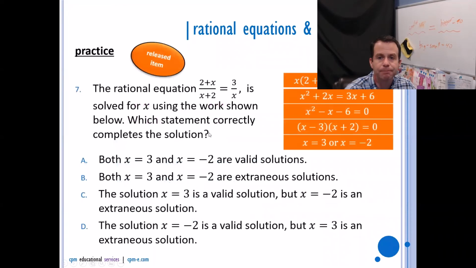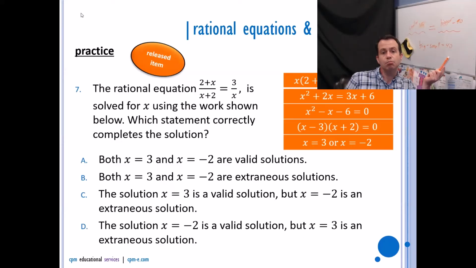Awesome. Okay. The rational equation 2 plus x over x plus 2 equals 3 over x is solved for x using the work shown below. Which statement correctly completes the solution? Our statement options are: x equals 3 and x equals -2 are both valid. x equals 3 and x equals -2 are both extraneous. x equals 3 is valid and x equals -2 is extraneous. Extraneous means it was an NPV and it doesn't work, okay? And x equals -2 is valid, but x equals 3 is extraneous.